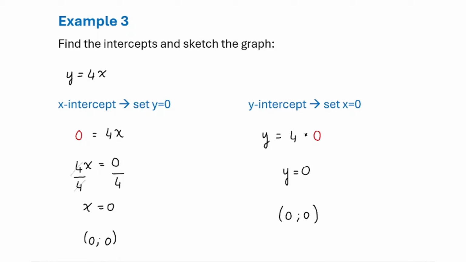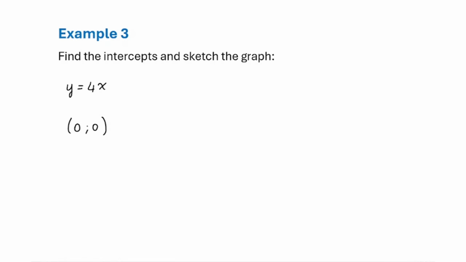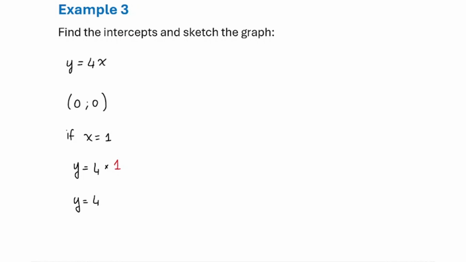This is a special case because the x-intercept and the y-intercept coincide, so they are the same point. And this is where you might get confused. To draw a straight line, we need two distinct points. Since we only have one, we need to find another point on the line. To do that, we choose any value of x. For example, let's take x equals 1. We substitute into the equation, y equals 4 times 1. We simplify, y is equal to 4. So this gives us a new point, (1, 4).